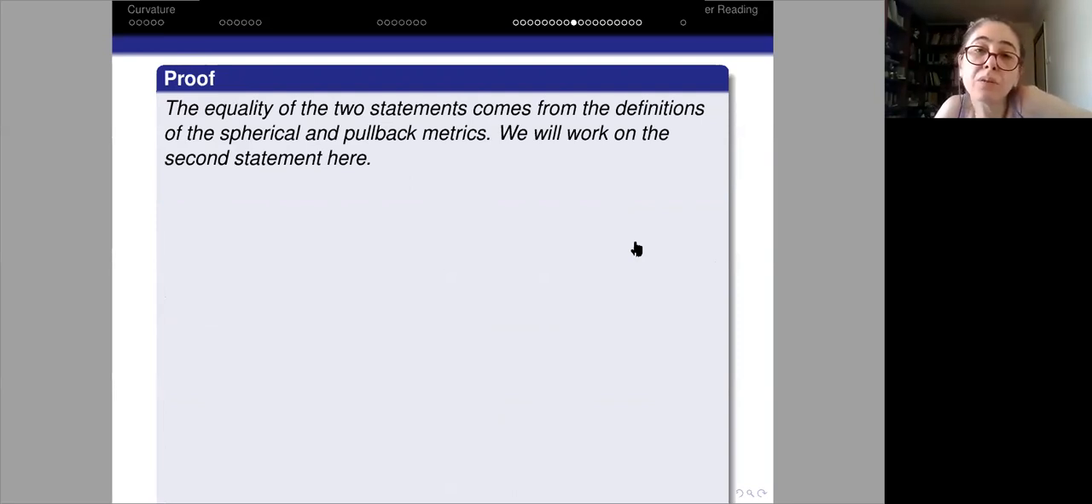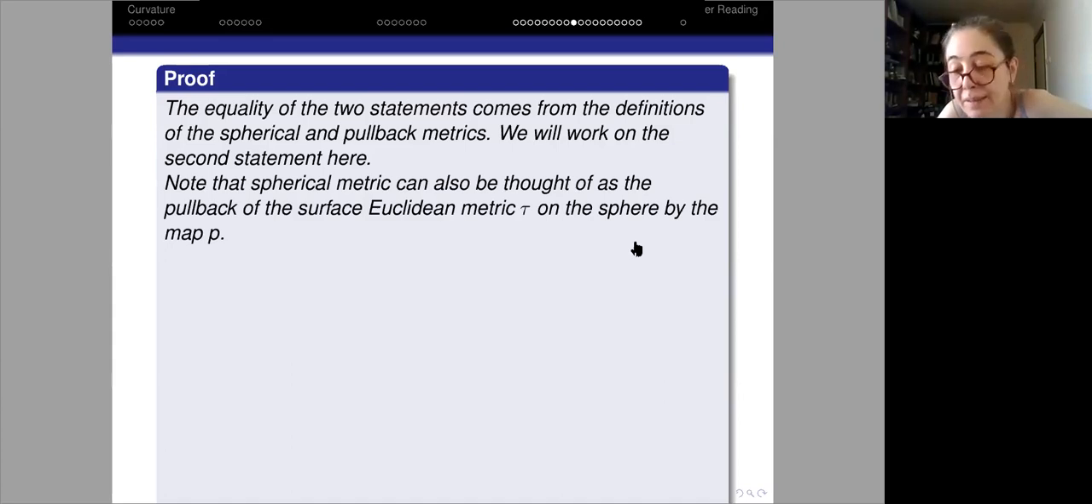Now the equality of the two statements comes from the definitions of spherical metric and definition of pullback metric. Now we will work on the second statement here because it's easier to show that. Well, spherical metric can also be thought of as a pullback of the surface Euclidean metric tau. If you remember, we took the Euclidean metric. We wrote a map P, which sends points from the complex plane to the Euclidean Riemann sphere. Now, if you take the Euclidean metric tau, you can visualize the spherical metric as the pullback of the surface Euclidean metric tau on the sphere.